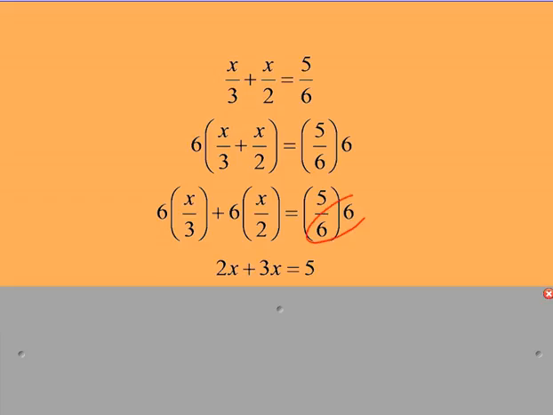Of course, over here, 6 over 6 is 1, right? 5 times 1 is 5. So there we go. Let's combine like terms on the left. 2x plus 3x is 5x. Now we divide both sides of the equation by 5 in order to isolate the x, and we end up with x equals 1 for an answer.